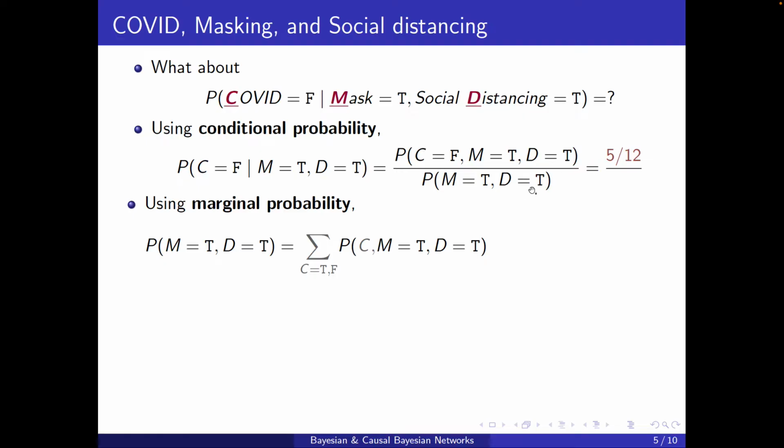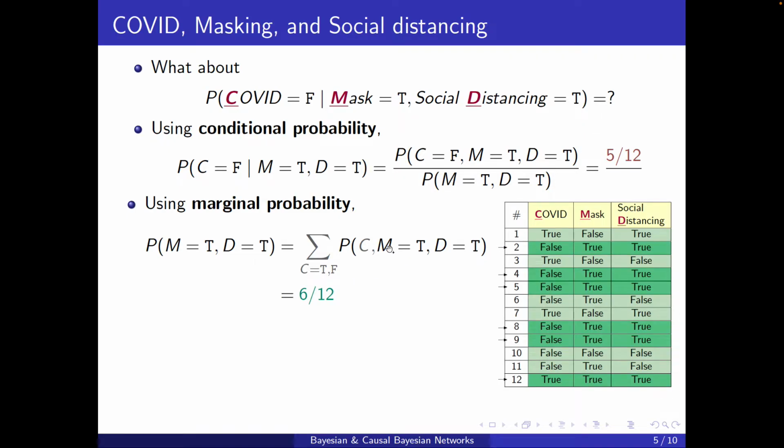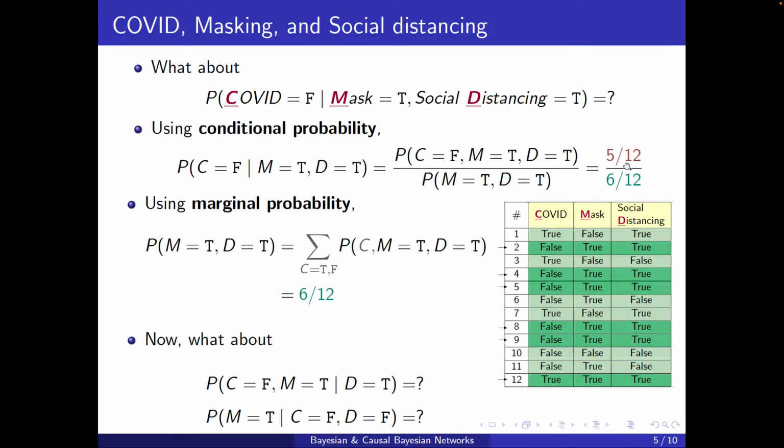And for answering the second part, I will use marginal probability. It means that I have to marginalize out C. I don't care about it. I just look at how many times M was true and D was true as well. So I'm counting these ones, and I end up with 6. And then again, I will put it here. So the total probability will be 5 over 6.